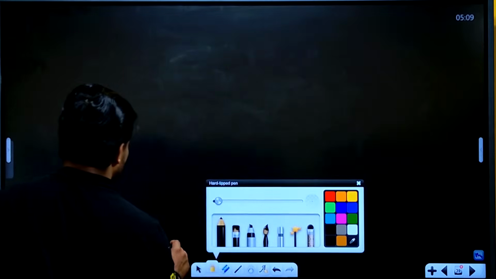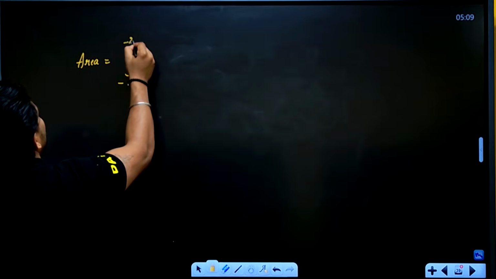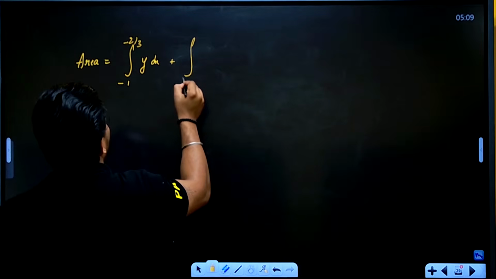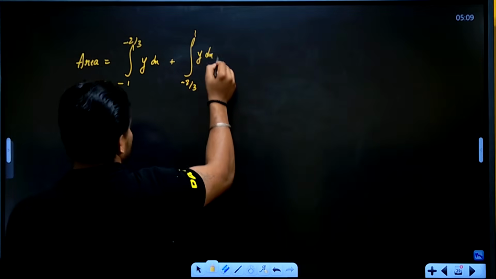Fine. So now integration. So area is equal to integration from -1 to -2 by 3 y dx plus from -2 by 3 to 1 y dx. So this is the formula.